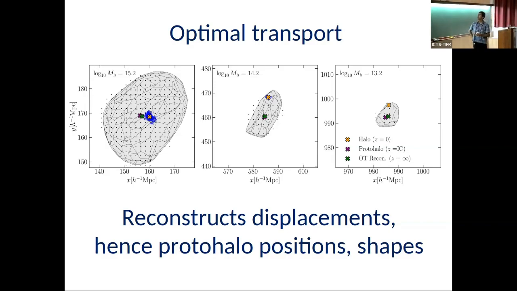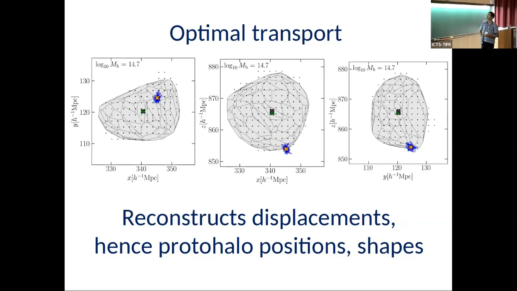But it's also true that the proto-halos have shapes, and the algorithm does a reasonable job of reconstructing the initial shapes of those blobs as well. So here's one where it's a little more dramatic. This is the same halo, just three projections, to show you that the center at late times can be quite offset from the center in the beginning. And of the two crosses, the purple is the actual proto-halo center, and the green is the optimal transport reconstruction of its position. So it works pretty well.